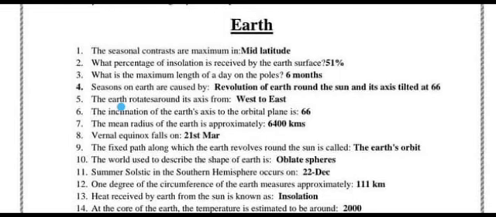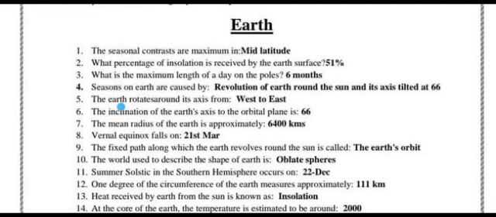The fixed path along which the Earth revolves around the Sun is called the Earth orbit. The word used to describe the shape of Earth is oblate sphere. Summer solstice in the southern hemisphere occurs on 22 December. 1 degree of circumference of Earth measures approximately 111 kilometers. Heat received by the Earth from the Sun is known as insolation.